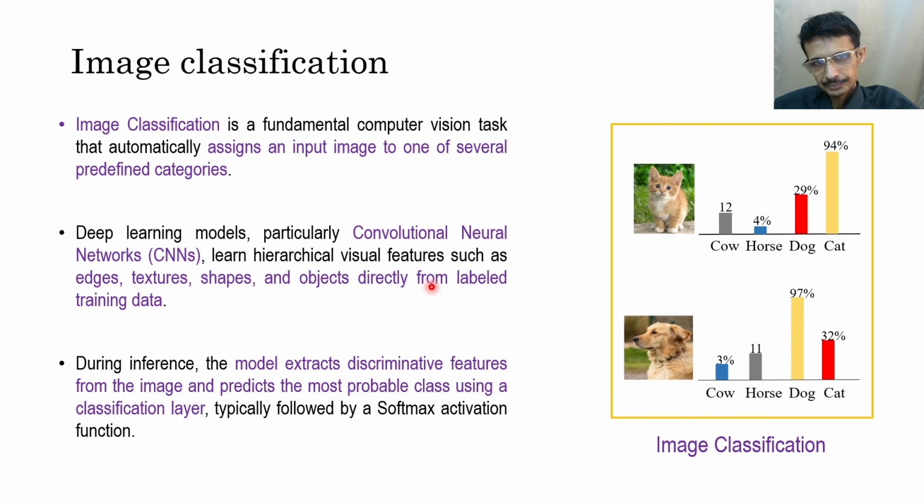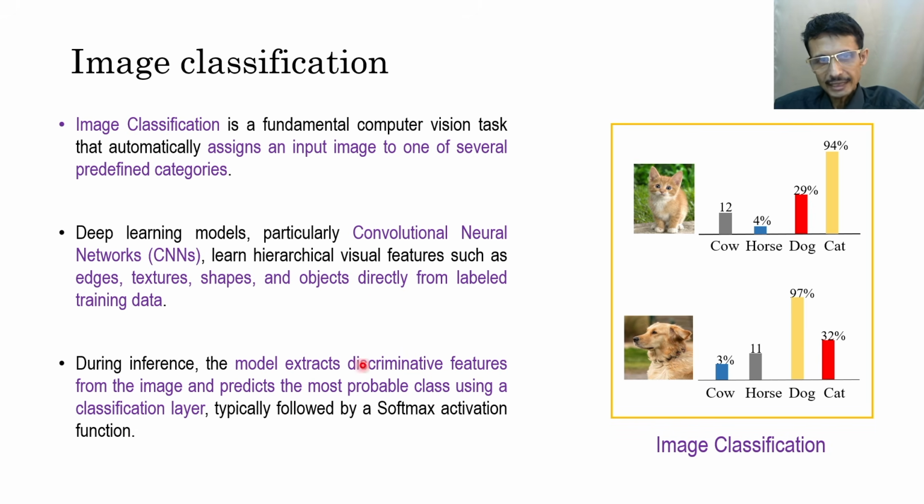These deep learning models, particularly convolutional neural networks, learn hierarchical visual features, which may be edges, textures, shapes, and objects, directly from the labeled training data, as we have discussed before. Now, during inference, the model extracts discriminative features from the image and predicts the most probable class using a classification layer, typically followed by a softmax activation function.